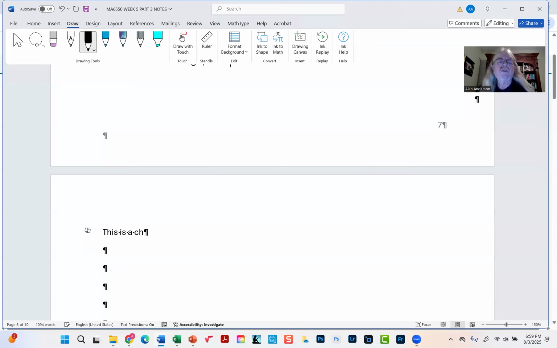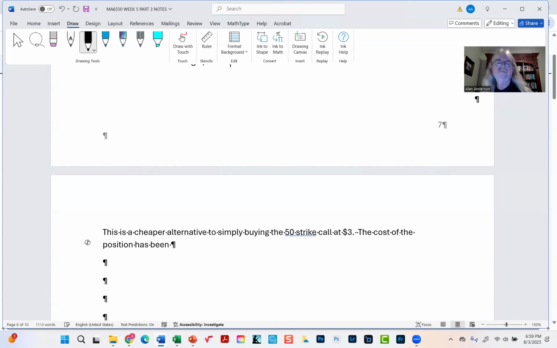This is a cheaper alternative. Simply buying a 50 strike call at $3. The cost of the position has been reduced by 2/3, but the gain is limited to $2. So therefore, you would never do this if you really thought it might go to 55 or 60 or 80 or whatever. But if you think it's going to go up just a little bit, well, then this might be the position for you as a trader.